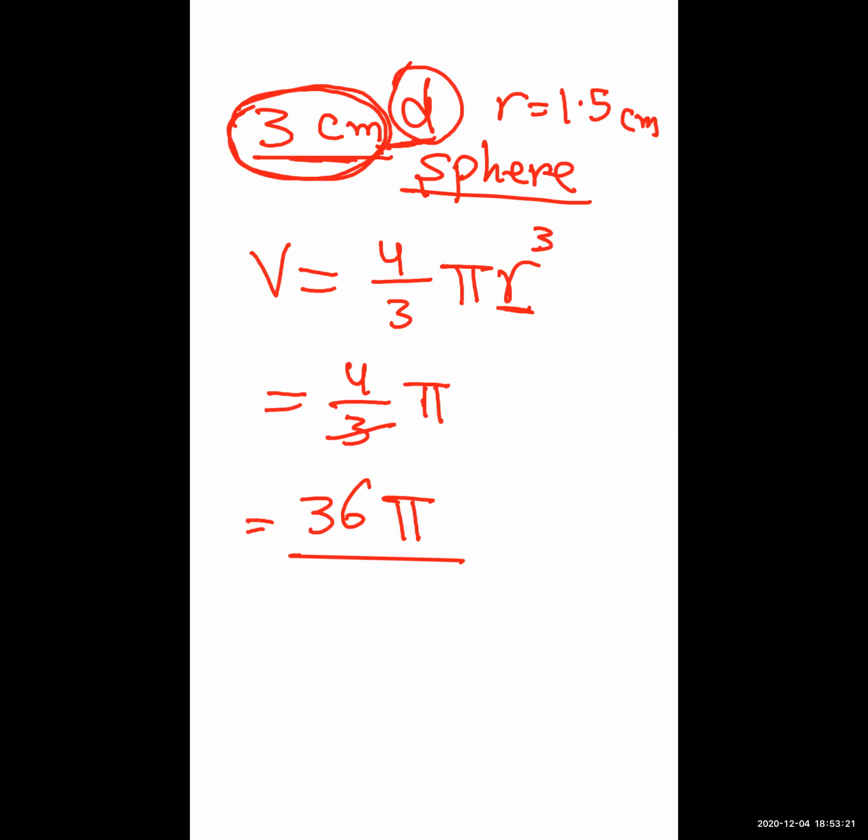The rule is 4 over 3 by r power 3. So here 1.5 power 3. So it will equal 4.5 by pi. Use the calculator, guys. Yes, now this one is clear. This 3 centimeters, guys, it was the diameter, not the radius, so we have to divide it by 2. Okay, it's clear now?